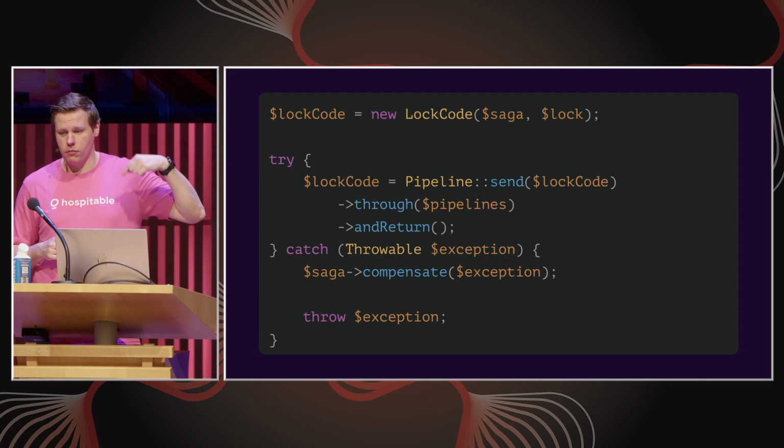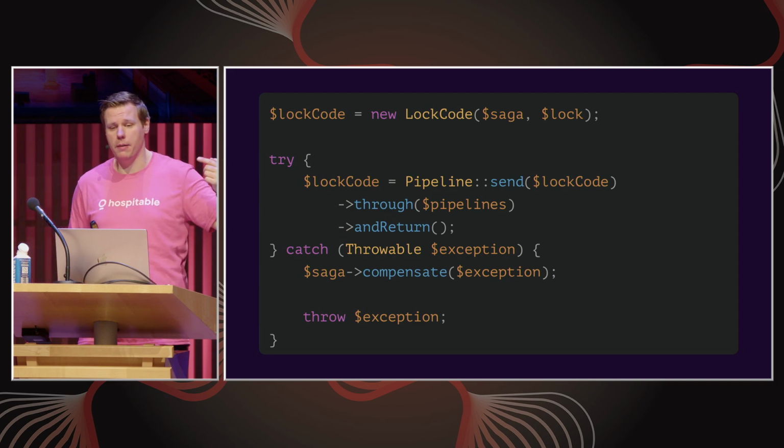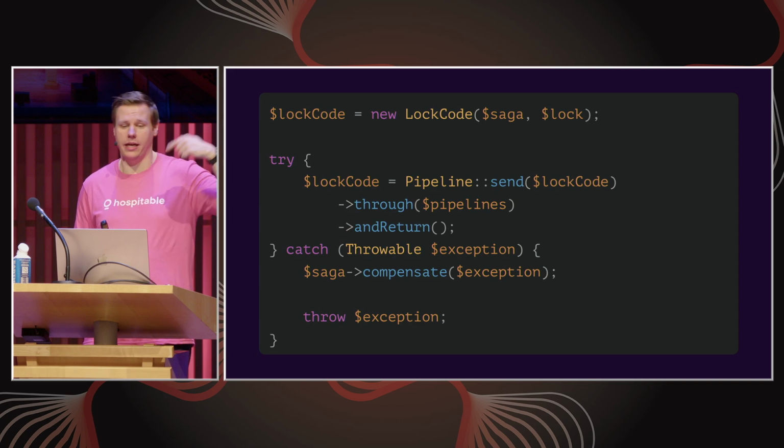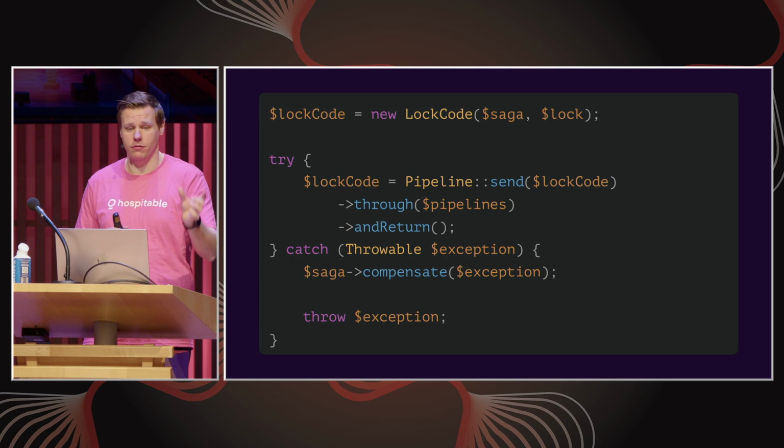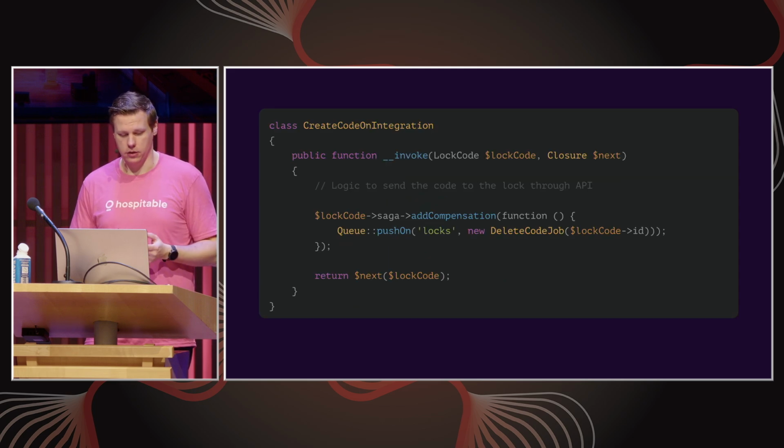One important thing here is that the log code also needs the Saga inside the object. So if we're going to send a value object through the pipeline, we need to have access to the Saga to add a compensation to it. So I usually just create a new value object, add the Saga in the value object, and then pass it along. So how does a pipeline of this look like?